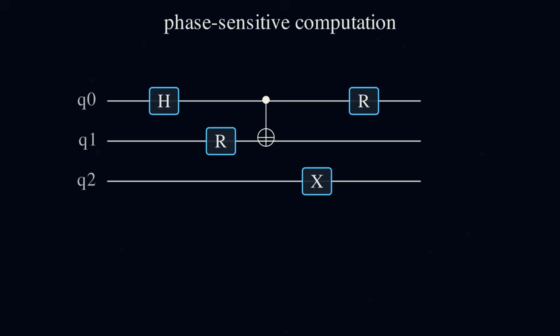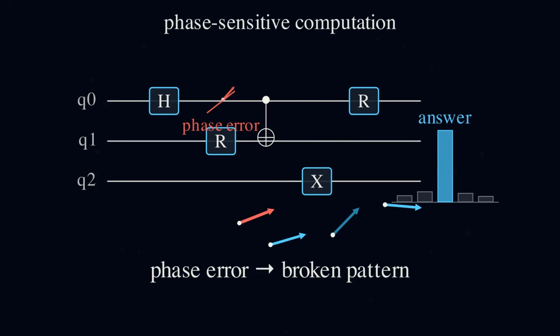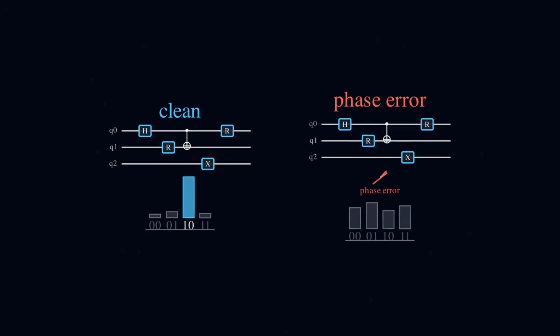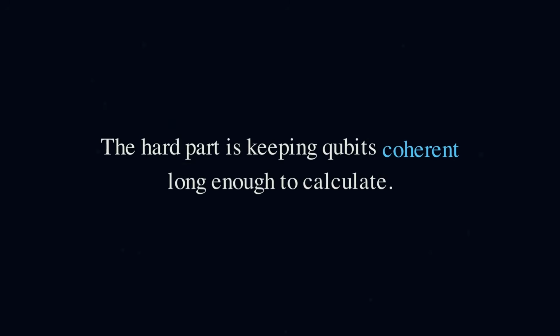A quantum circuit is a choreography of amplitudes. Each gate rotates them. At the end, the wrong paths should cancel, and the useful ones should build up. But if decoherence shifts the phases, the choreography breaks. The answer no longer stands out. The computation turns into noise. So the hard part is not just making qubits. It is keeping them coherent long enough to calculate.